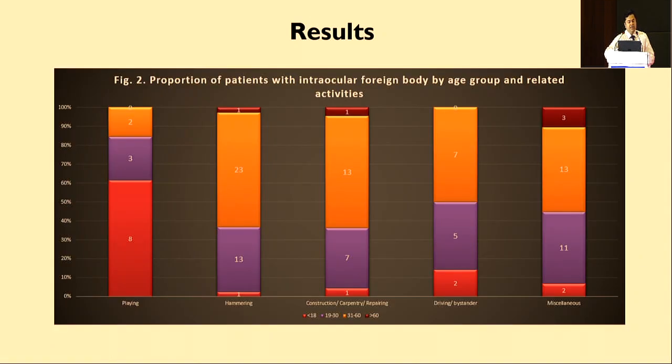Again, if we categorize the proportion of patients with intraocular foreign body by age group and related activities, injury while playing was the most common in the pediatric age group, whereas hammering was most common in the age group 31 to 60, along with construction, carpentry and repairing, that is, injuries at the workplace. This explains that if we provide safety glasses, all of this can be prevented.